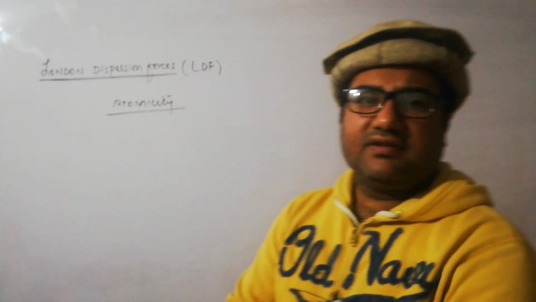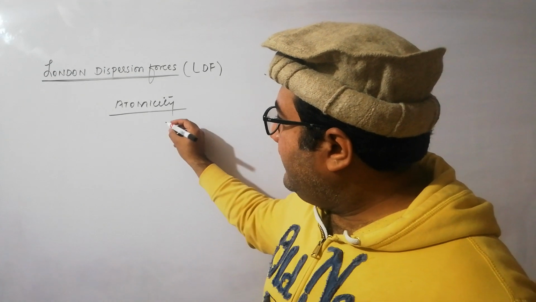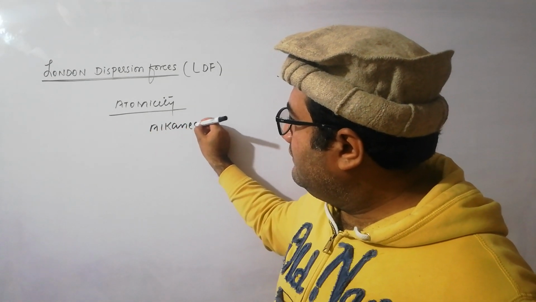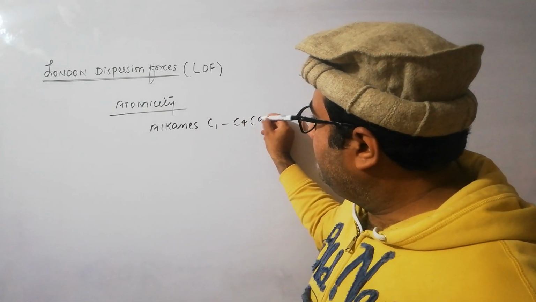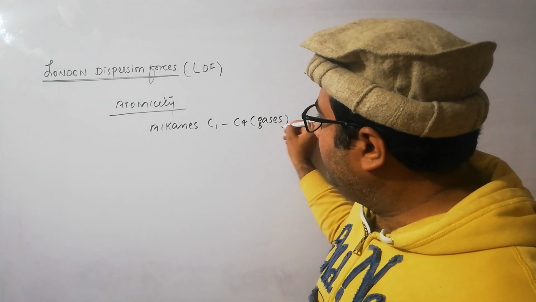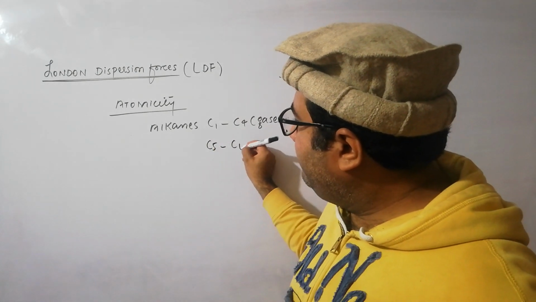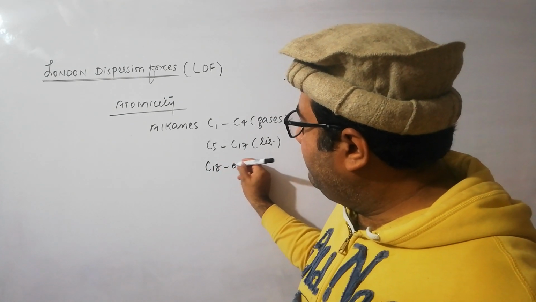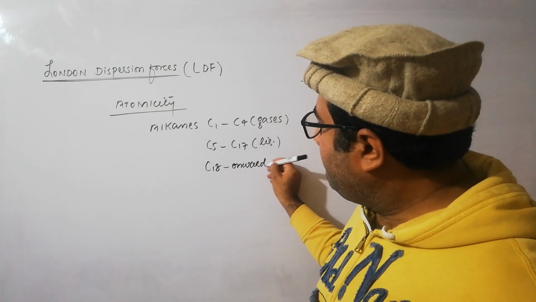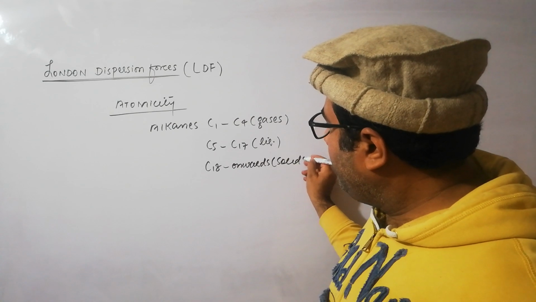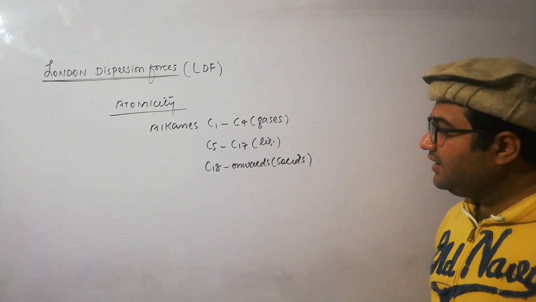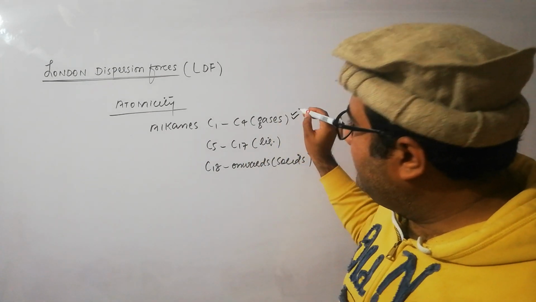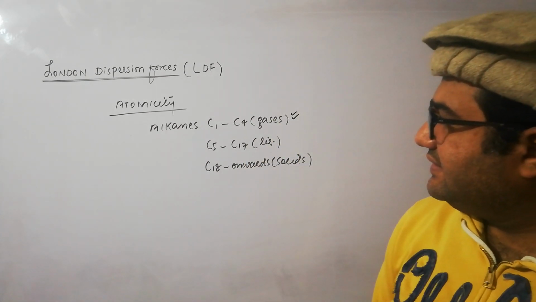Atomicity, that is also somewhat the molecular size. Like we study that in alkanes, from C1 to C4, meaning methane to butane, they are gases. C5 to C17 are liquids, and C18 and onwards are solids. Know why? Because they have very weak London dispersion forces, so they are gases.